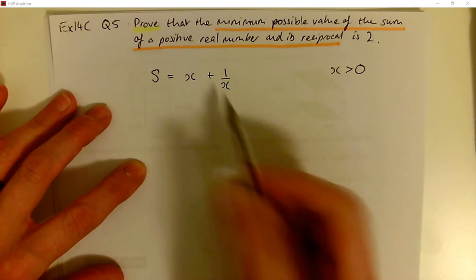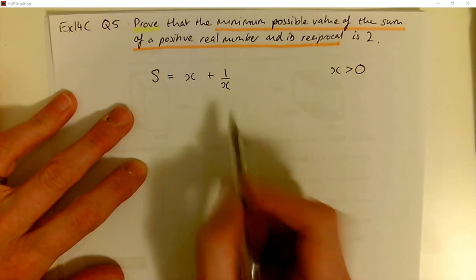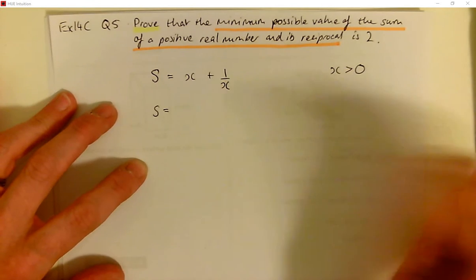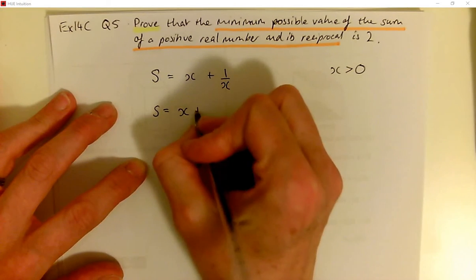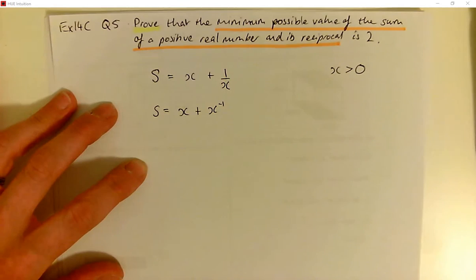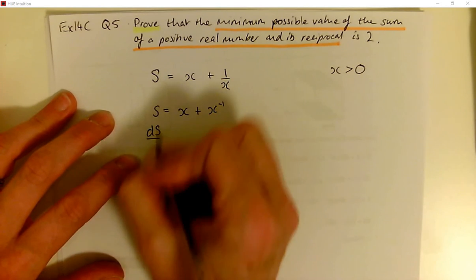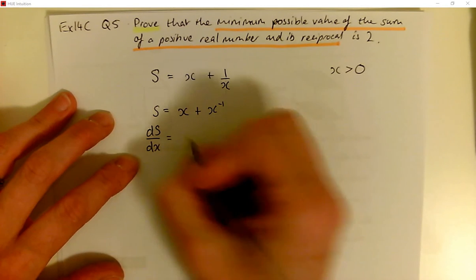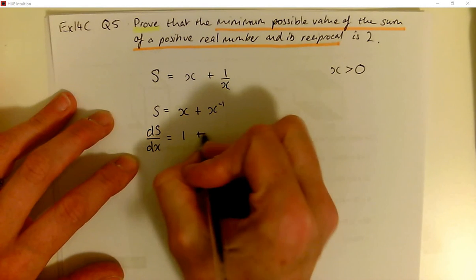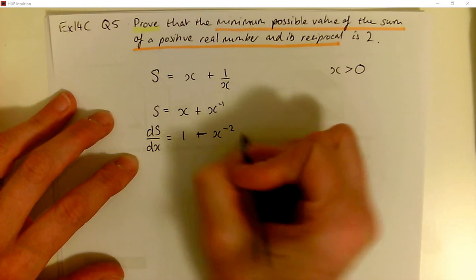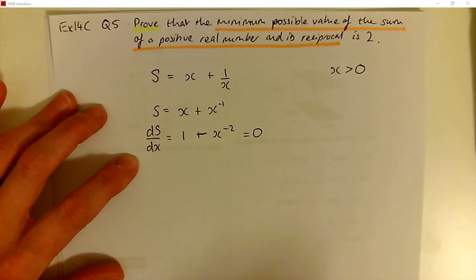Okay, so this is what we're minimizing. It's slightly easier than the last one because we don't have a second letter. So I'm going to write that in a format that's nicer for differentiating. We want to minimize S, so we differentiate it and set that equal to 0. Okay, and then we solve that.